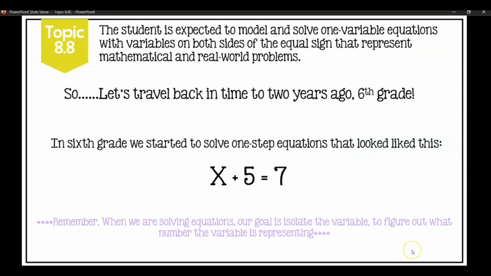So let's travel back in time to 2 years ago in 6th grade when we first started solving equations. In 6th grade, we started to solve one-step equations that look like this. A very simple equation, x + 5 = 7, is what you focused on in 6th grade. And remember, when we're solving equations, our goal is to isolate the variable to figure out what number the variable is representing. So we want to get this x by itself here. That's our main goal.